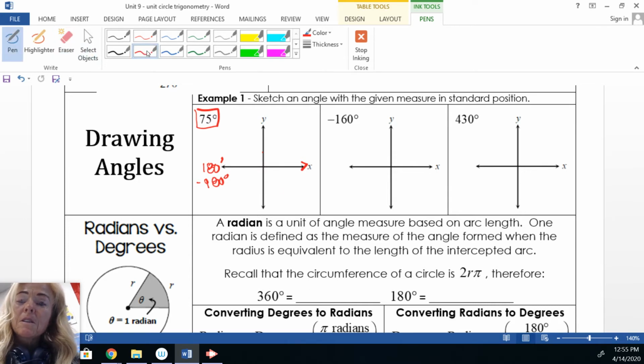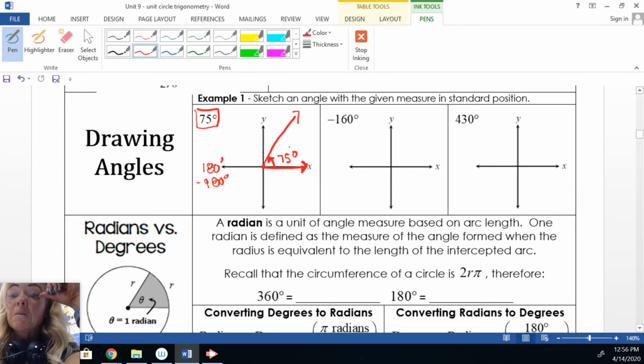And we have our initial side with our vertex, and then our terminal side is going to happen after we have rotated 75 degrees. Okay, it's less than 90, so it's going to be there in the first quadrant before we hit 90 degrees. So that's 75 degrees. All right, now we have another one that's negative 160.